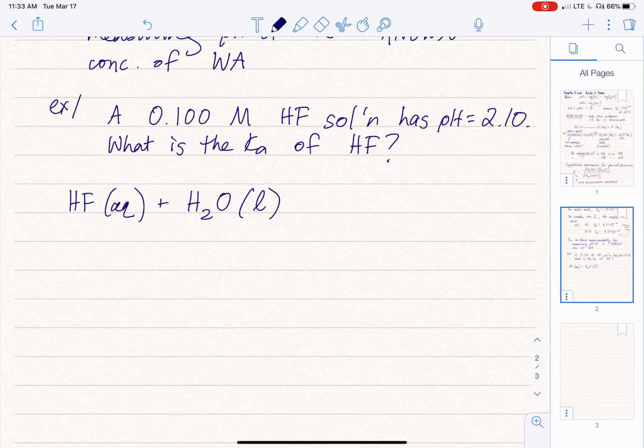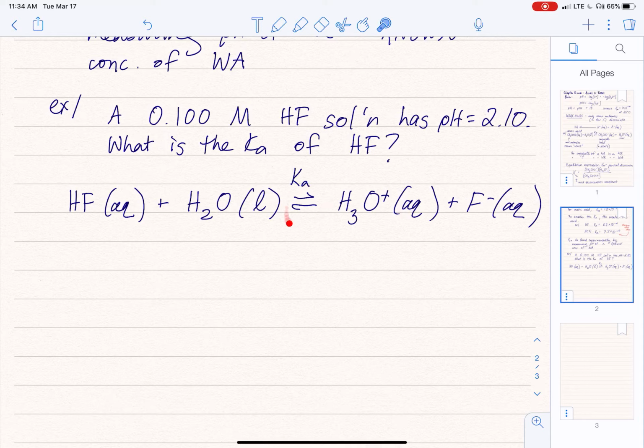Okay, so here we have HF interacting with water, and that, of course, is an equilibrium reaction, and it has a Ka associated with it. Now, water here is going to be acting as the base, and it's going to receive a proton from the HF, and the result is that I'm going to get hydronium plus the fluoride ion. You guys should be able to write an acid dissociation reaction for any acid at this point, strong or weak. The only difference between strong and weak is that when you have a weak acid, you have these equilibrium arrows here.